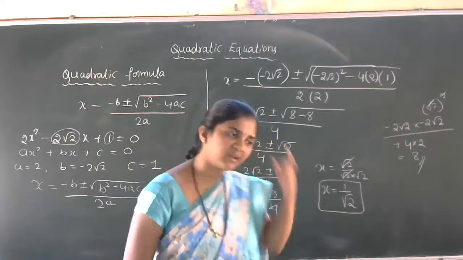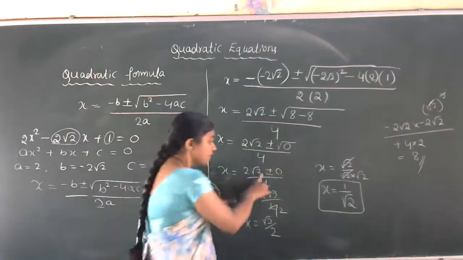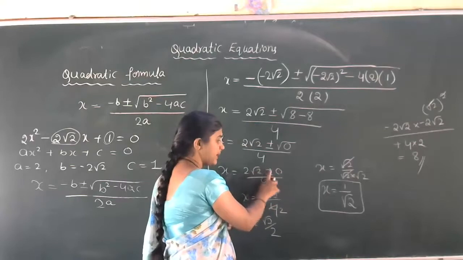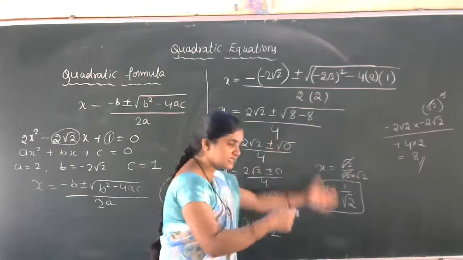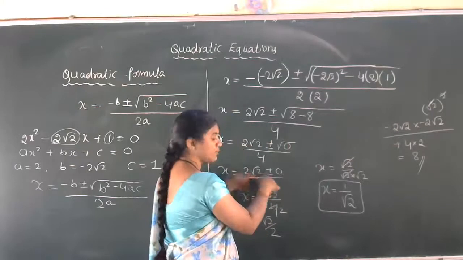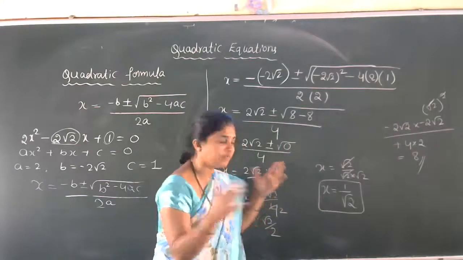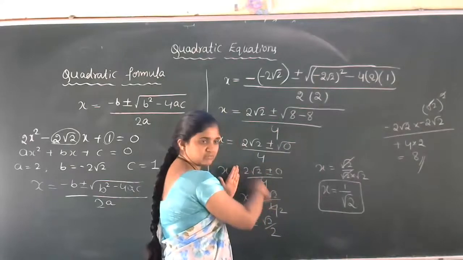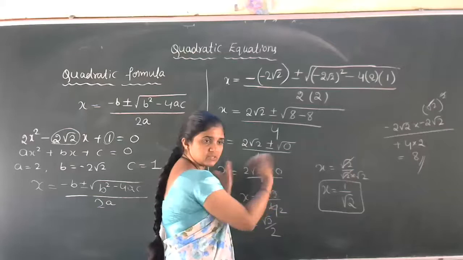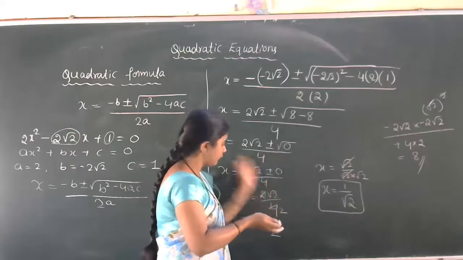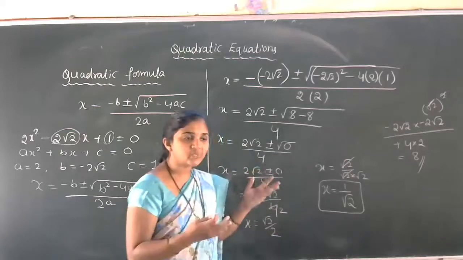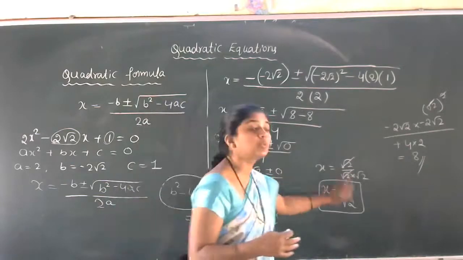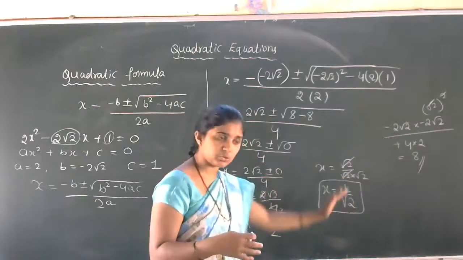Which is the other one? The other one is also the same, because we have 2 root 2 plus 0 and 2 root 2 minus 0. If we apply 2 root 2 plus 0 we get the same answer, and if we apply 2 root 2 minus 0 also the same answer. There is no difference between plus 0 and minus 0. Adding or subtracting 0 does not impact the value 2 root 2 divided by 4. So that's why here you will get the repeating value. x is equal to 1 by root 2, again x is equal to 1 by root 2 only.